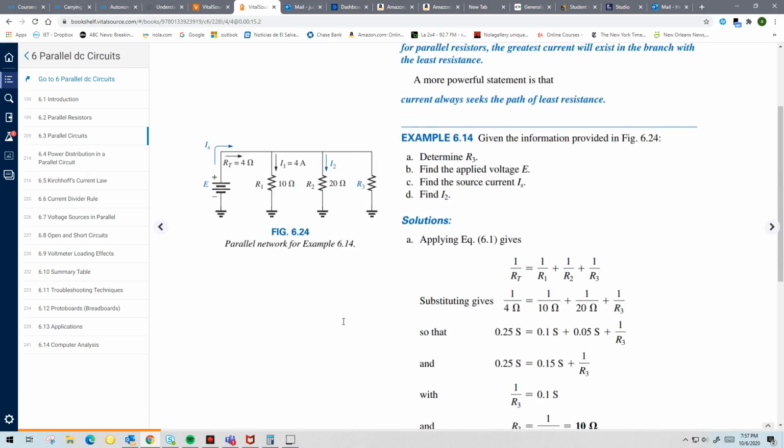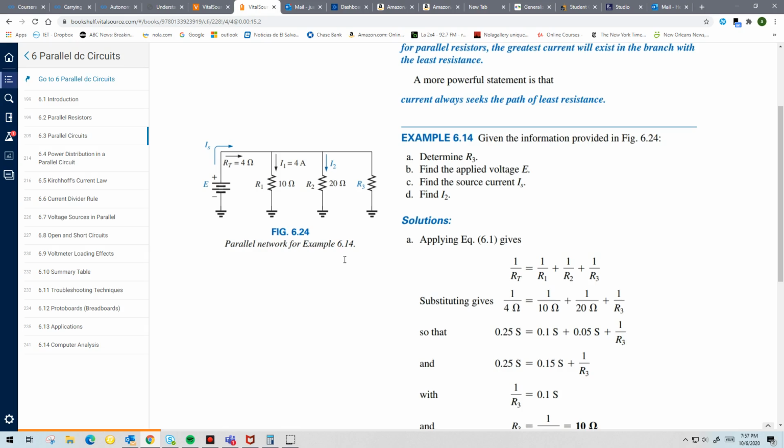This problem says find the value of R3, find the applied voltage, find the source current, and find I2 as well. If you study the circuit for just a little bit, it's always a good idea to first look at the circuit for a few seconds, a minute, or a couple of minutes, whatever is needed, just to understand what you are given and what you're looking for. And come up with a strategy before you actually start writing things down and lose perspective.